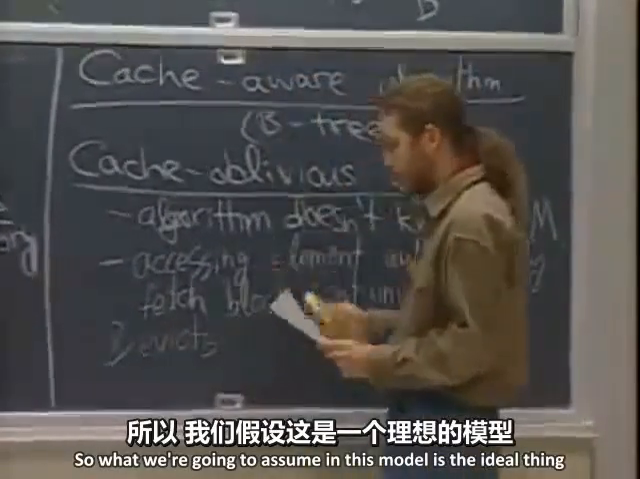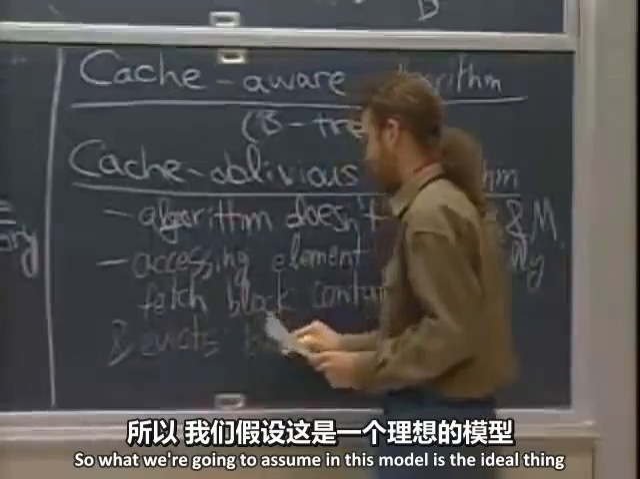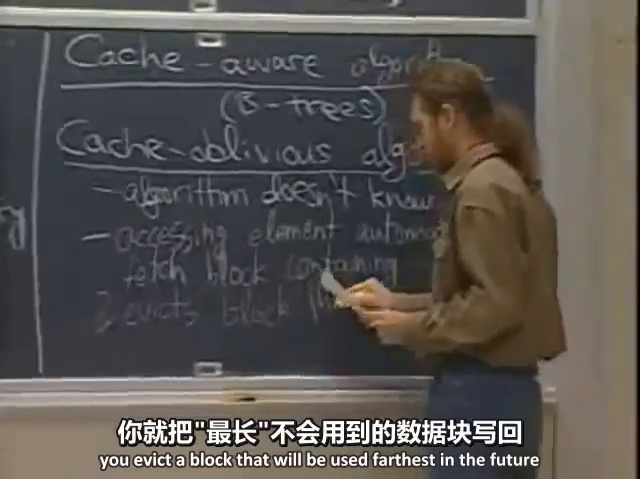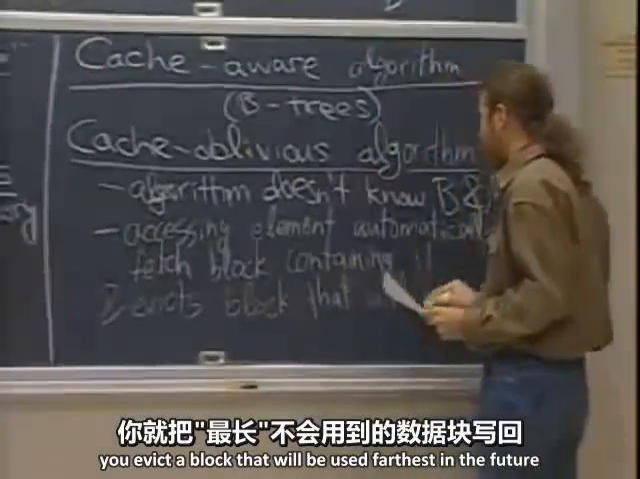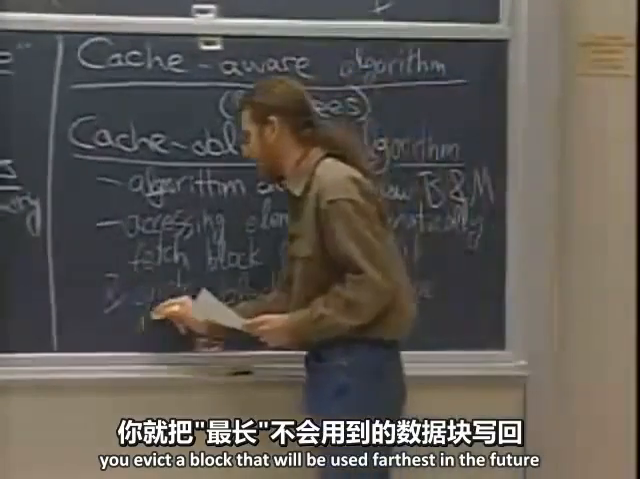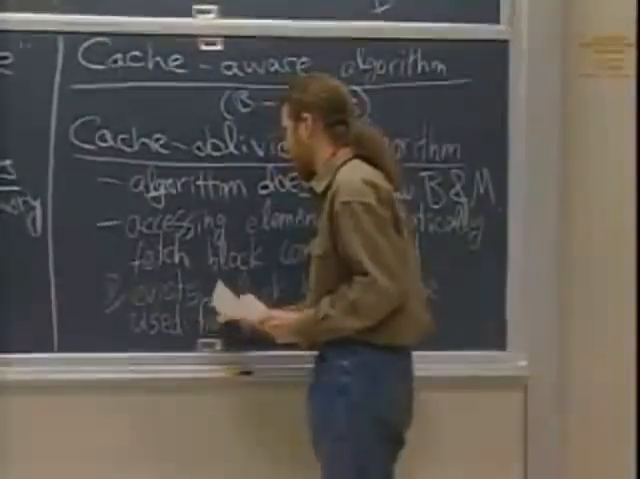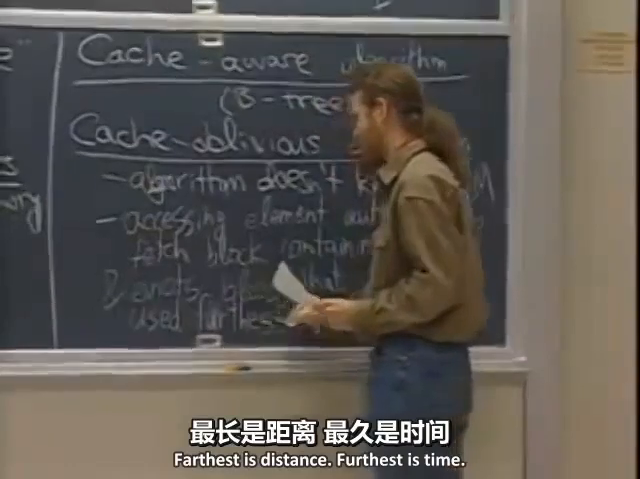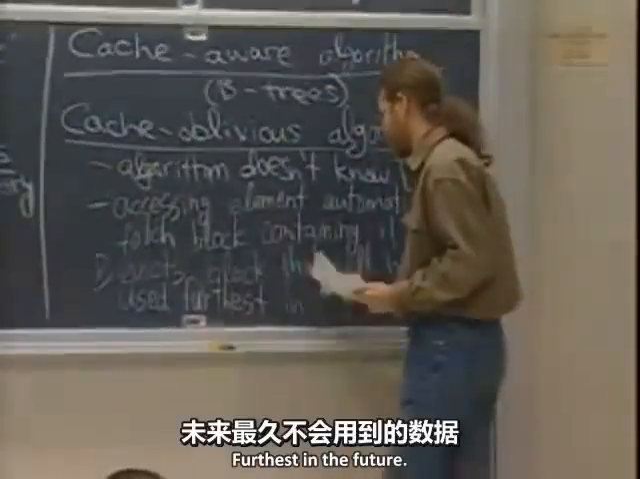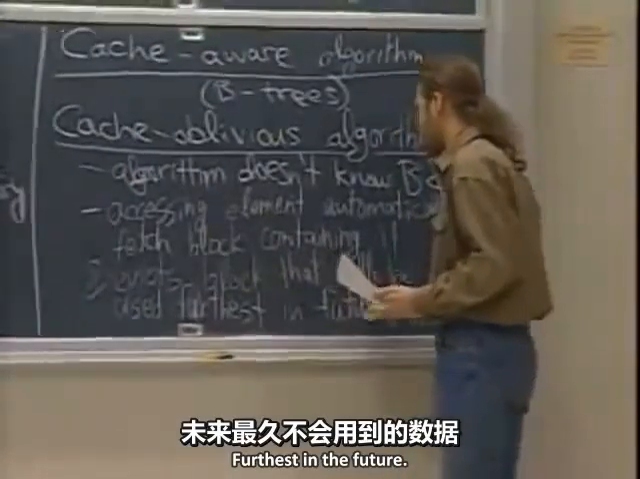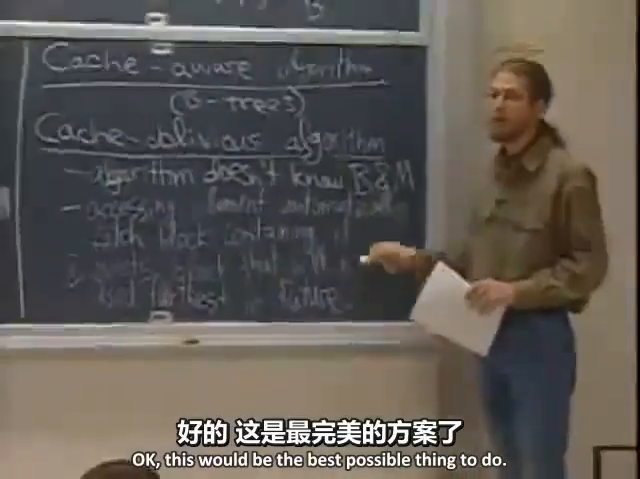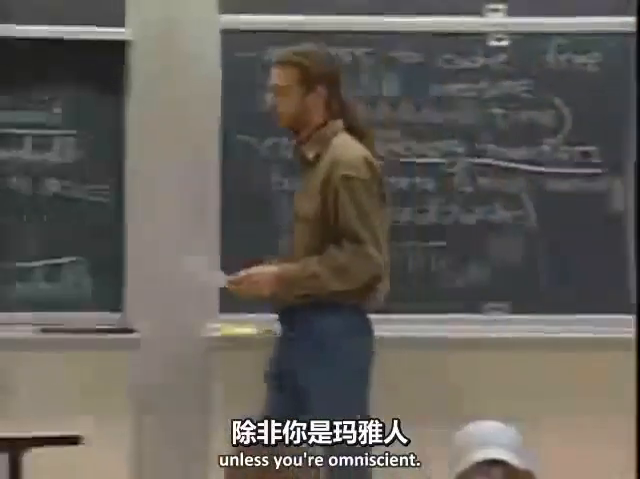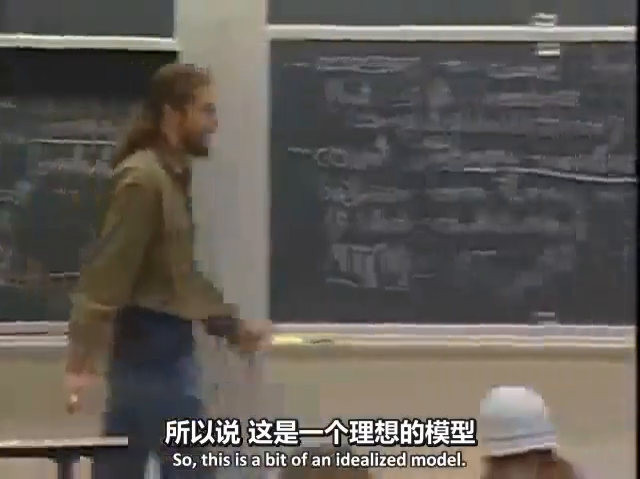So what we're going to assume in this model is the ideal thing. That when you fetch a new block, if your cache is full, you evict the block that will be used furthest in the future. Farthest is distance, furthest is time. Okay, this would be the best possible thing to do. It's a little bit hard to do in practice because you don't know the future, generally, unless you're omniscient. So this is a bit of an idealized model.